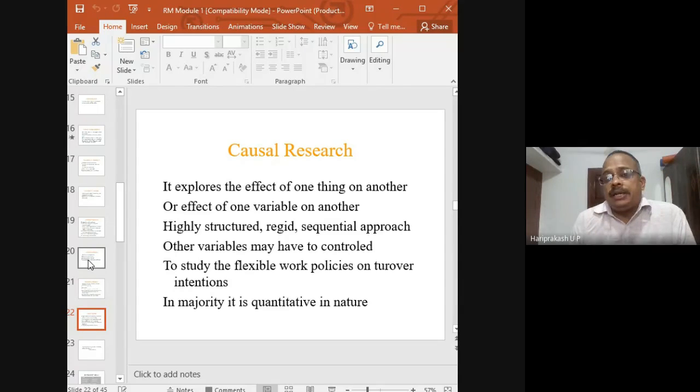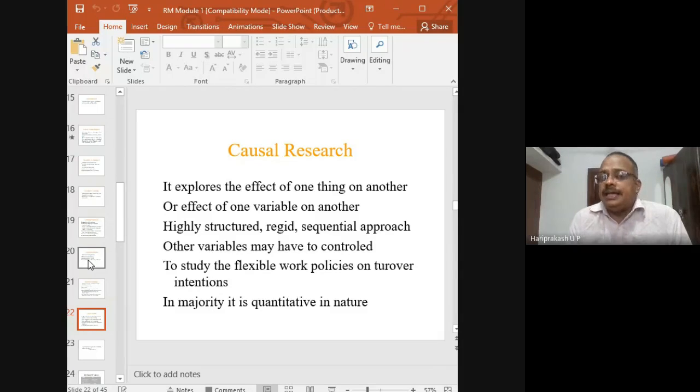Similarly, I told you the example of rain and coffee yield. Here, rain is independent, coffee yield is the dependent variable. You should be able to identify which is dependent and independent. So in causal research, you're trying to identify whether there is a relationship, whether there is an effect of the independent variable on the dependent variable. If you're doing that research, it's causal research.